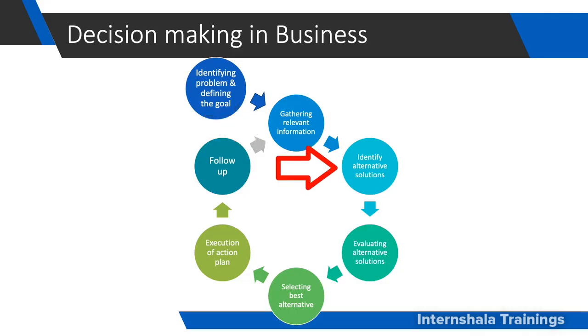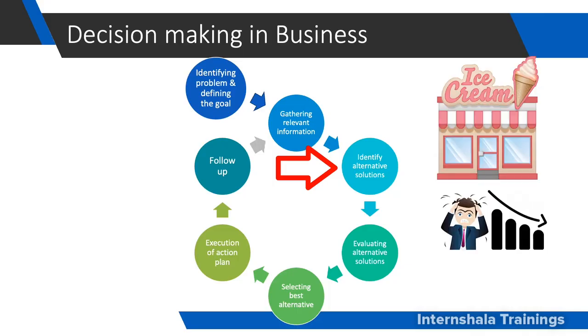The next step is identifying the alternative solutions. Once the problem has been defined and sufficient information has been gathered to find the root cause, the next step is to find out what are all the possible options available for the business to choose from. In our example of ice cream business, the root cause identified is that the product sold by the business is traditional and it is same offering as it was earlier, and customers' preference have changed into trendy products.